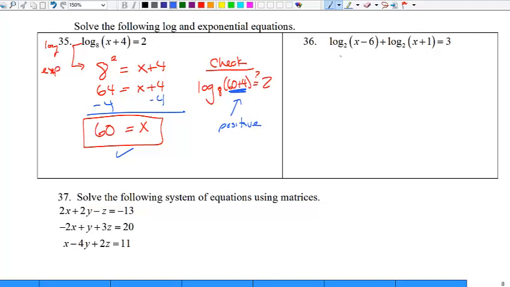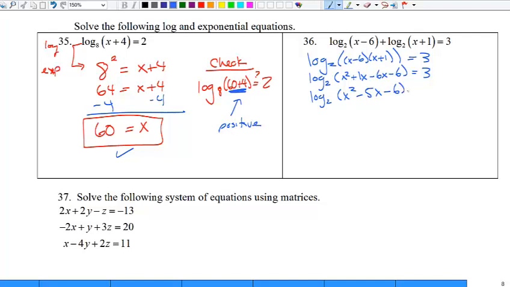So on this problem, it's quite a bit harder than the last problem because we have two logs. And because we have two logs, we need to use the product rule, which says if you add two logs together, you can multiply their arguments. So I'm going to take the argument x minus 6 times the argument x plus 1. I like to distribute that, so I get x squared plus 1x minus 6x minus 6, which gives me x squared minus 5x minus 6.